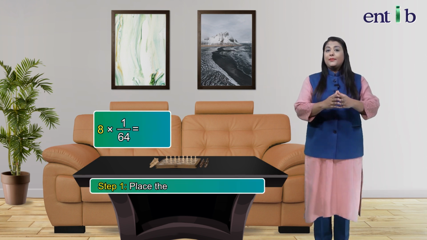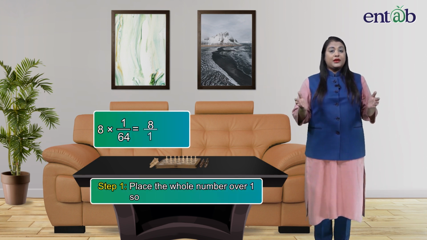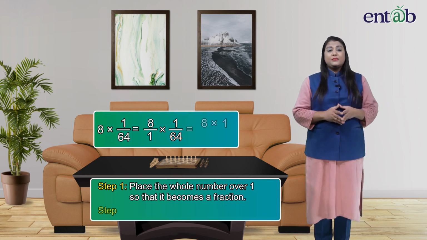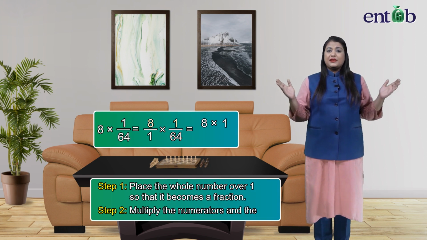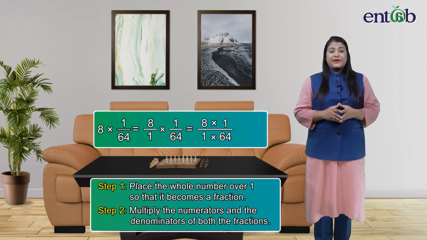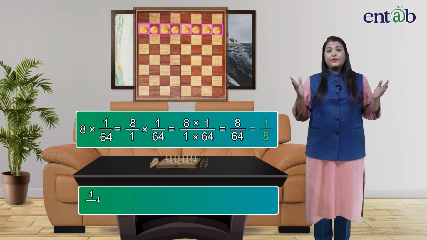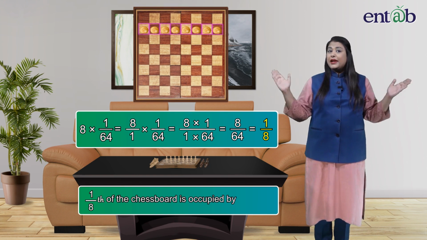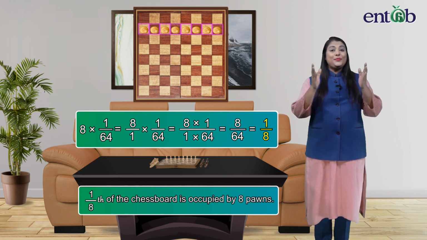Well, to multiply a whole number with a fraction, first of all, place the whole number over 1 so that it becomes a fraction. Then, multiply the numerators and the denominators of both the fractions. On simplifying further, we find that 1/8 of the chessboard is occupied by 8 pawns. I hope it was clear to you.